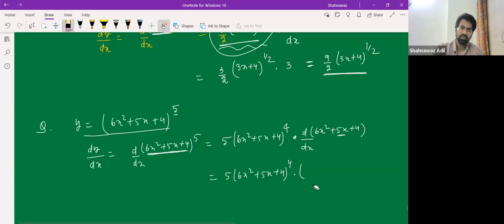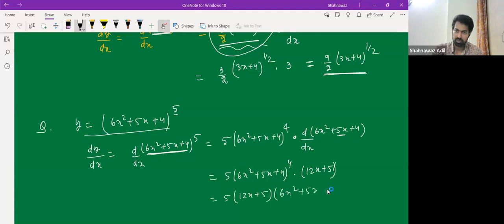So this part is done up to this point. So 12x plus 5. So this would be 5 and 12x plus 5 and 6x squared plus 5x plus 4 power 4.